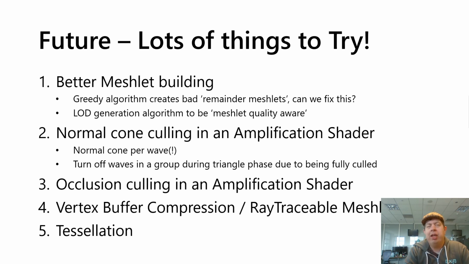Occlusion culling in the amplification shader is going to be super interesting. Obviously we want to load up the depth image just once and hit it with as many spheres as possible. We don't want to be loading it up for one sphere in the mesh shader. Vertex buffer compression is also possible. Ray traceable meshlets on Xbox Series X are also possible for saving memory. And of course, tessellation.